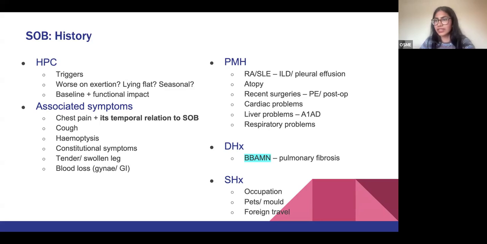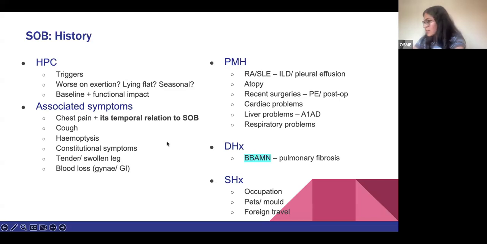For shortness of breath, especially if it's chronic, it's nice to ask about the baseline and the functional impact here rather than in the social history. So asking questions like, especially if it's an elderly person, how far can you walk normally, and what about now, to determine how severe it is, whether they need to be hospitalized or not.